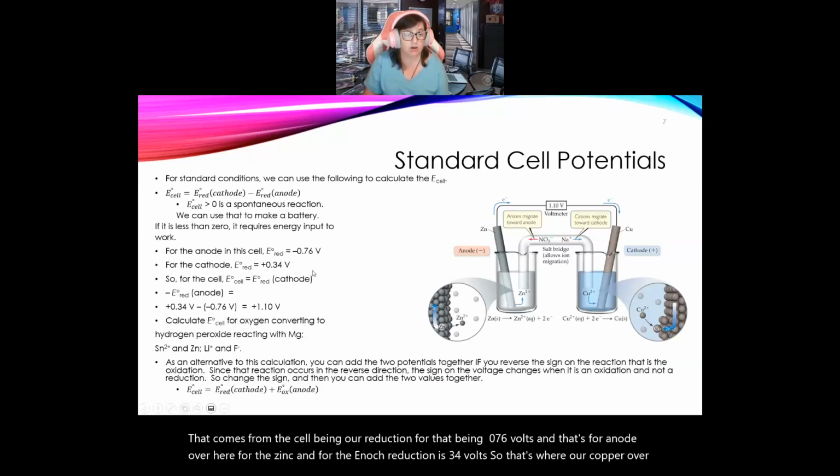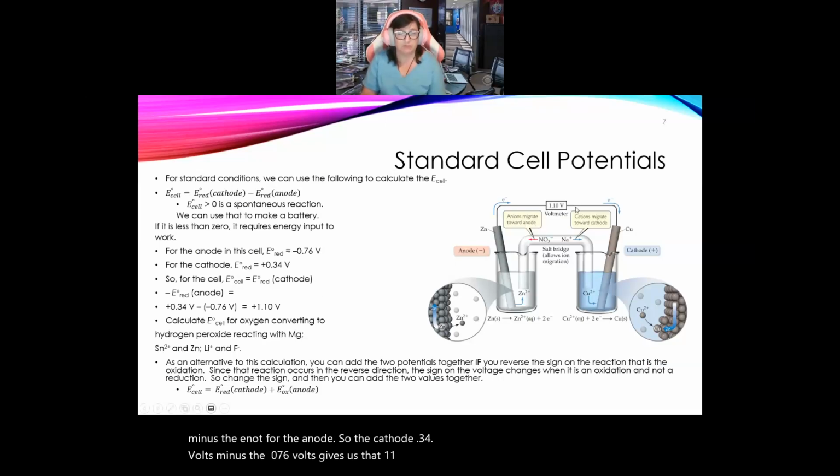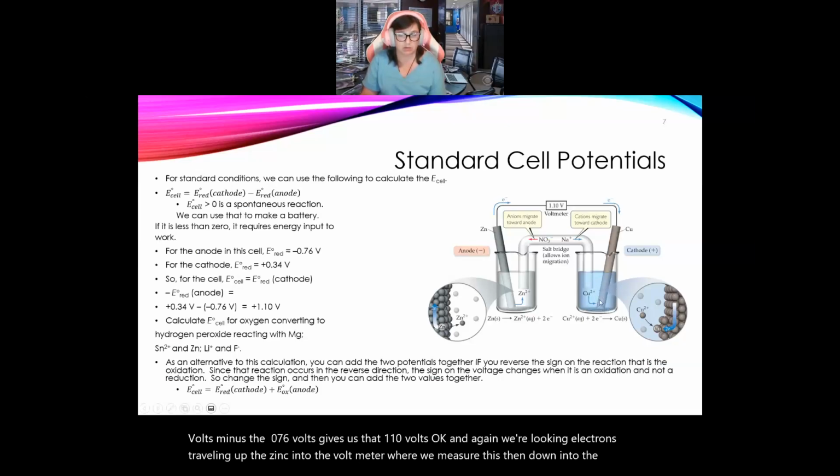Okay. To get our overall E for this, we again have the E naught reduction for the cathode minus the E naught reduction for the anode. So the cathode, 0.34 volts, minus the negative 0.76 volts gives us that 1.10 volts, okay? And again, we're looking at electrons traveling up the zinc into the voltmeter when we measure this, then down into the copper to do that reduction at the copper, okay?